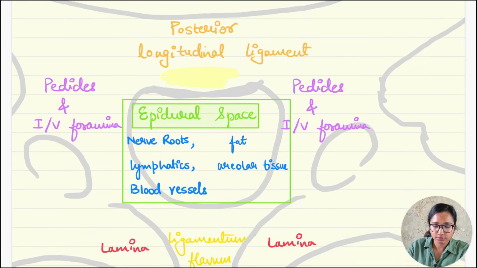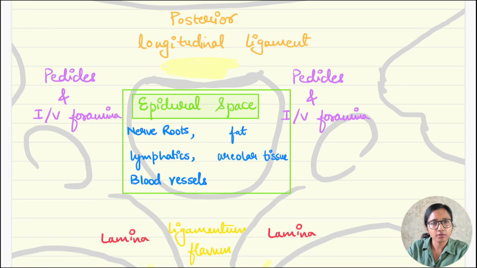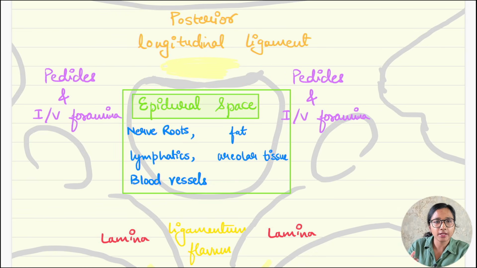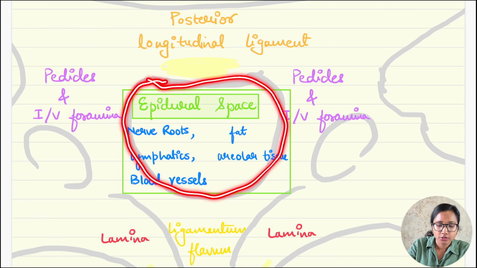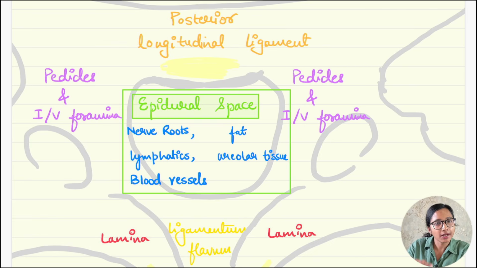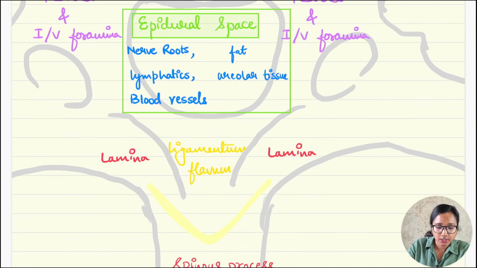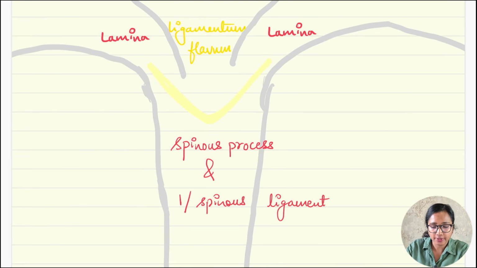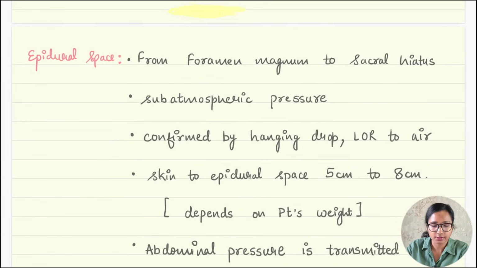So if we superimpose the epidural space on a vertebra, this is the spinal canal, and we are assuming that around the spinal cord is the dura mater, and around the dura mater is the epidural space. So the anterior boundary is formed by posterior longitudinal ligament, which is behind the vertebral body. Laterally lies the pedicles and intervertebral foramina. Posteriorly lies ligamentum flavum, lamina, spinous process and interspinous ligament between the two spinous processes.